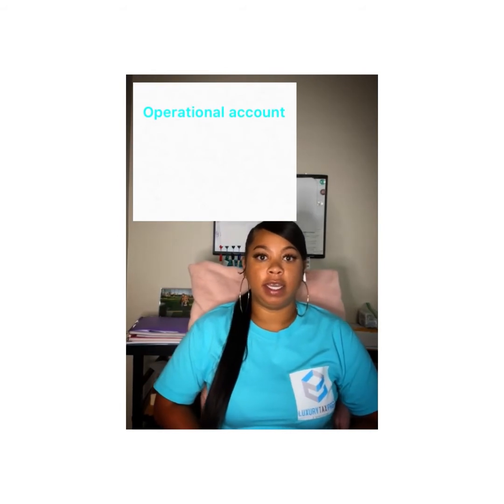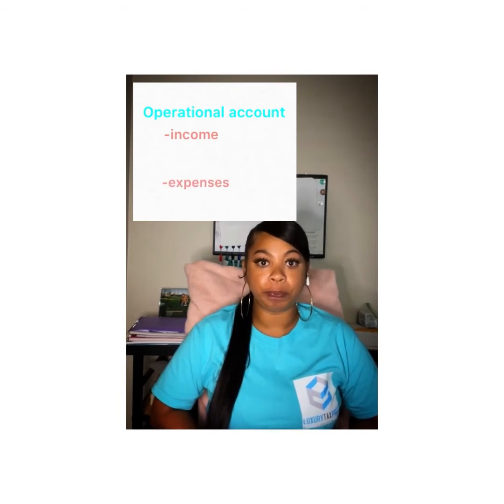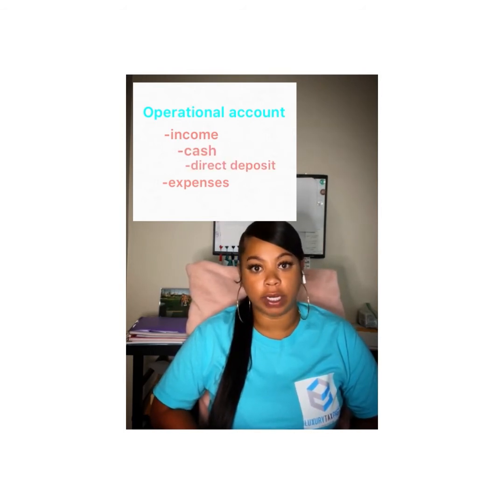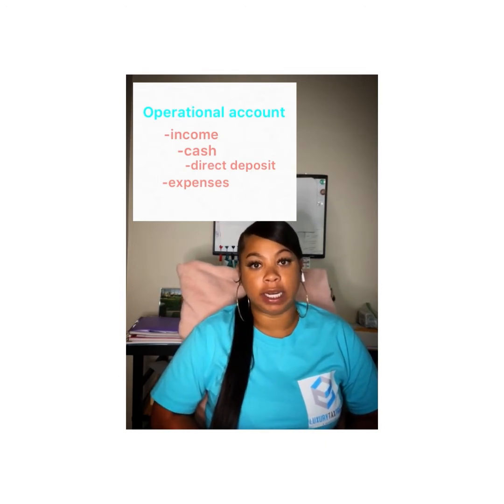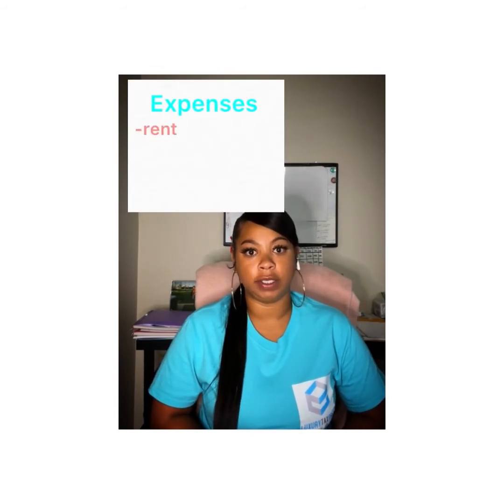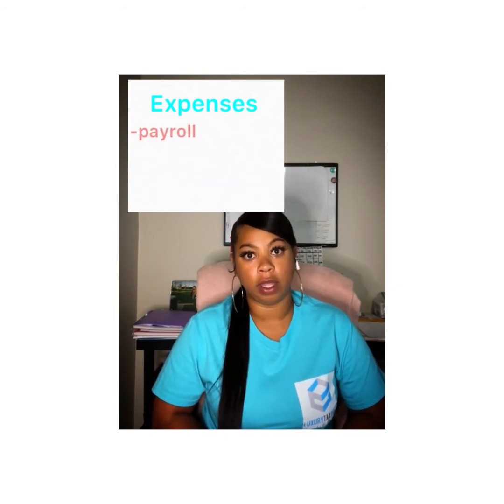The first account we want to set up is the operational account. This is the account that we will run our income and ordinary expenses through. All the income we receive via cash, direct deposit, wire transfers, or whatever goes into this account. All your ordinary and necessary business expenses will flow through this account as well. Some of these expenses can include rent, utilities, subscription services, business insurance, payroll, contractor costs, but you always double check with your accountant to see what expenses actually qualify.